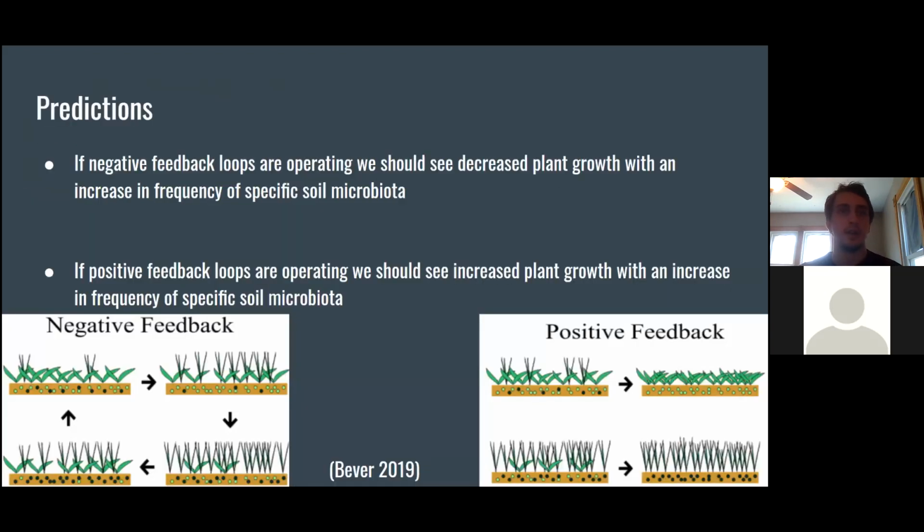So there are 2 main outcomes that could come out of this experiment. If negative feedback loops are operating, we should see decreased plant growth with an increase in frequency of specific soil microbiota. This can be shown in the figure in the bottom left. If positive feedback loops are operating, we should see increased plant growth with an increase of specific soil microbiota, which is seen in the lower right figure.